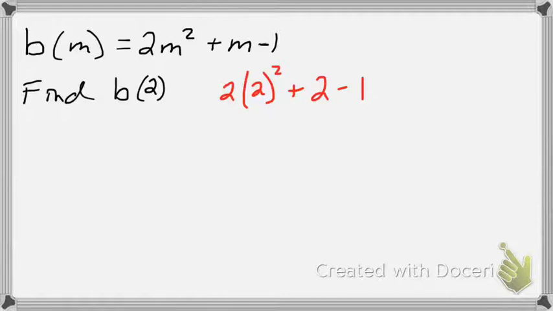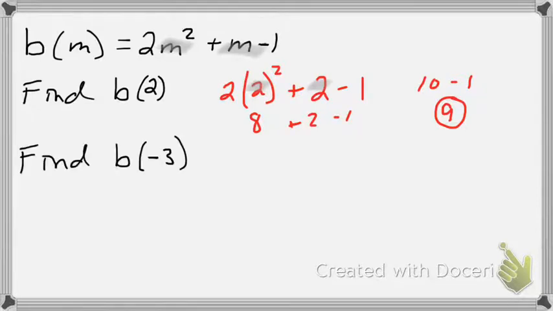Now, looking at that first term, a lot of kids are going to get that wrong because they're going to say the first term is equal to 16. The first term is not equal to 16 because you do not go 2 times 2 and then square it. That's not the order of operations. The order of operations says you square the 2, get 4, then multiply it by 2 to get 8. Plus 2 minus 1. So the value of that question right there is 9.